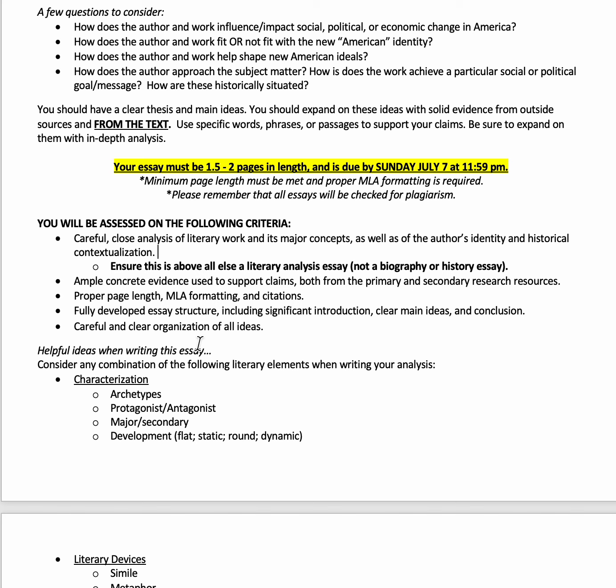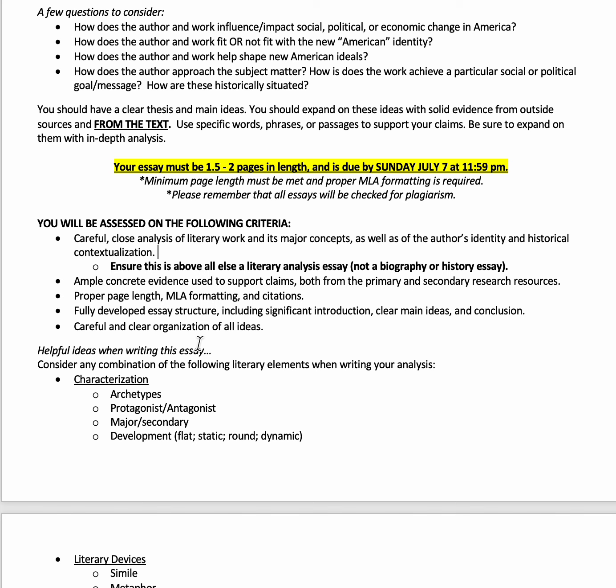You will be assessed on the criteria of making sure you have good, close analysis of the literary work and its concepts, as well as secondarily, the historical context or the biography. Again, like I said, make sure this above all else is a literary essay. Do not let this become a biography or a history essay. Use lots of concrete evidence to support your claims from the primary and any secondary resources you choose to use. Proper page length, MLA, and citations.